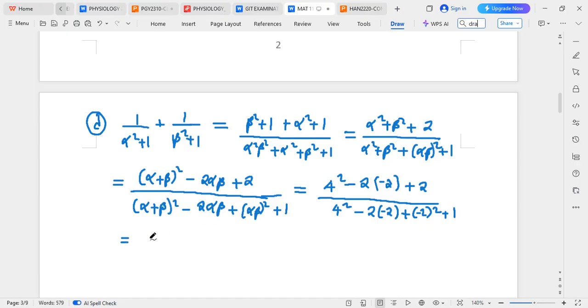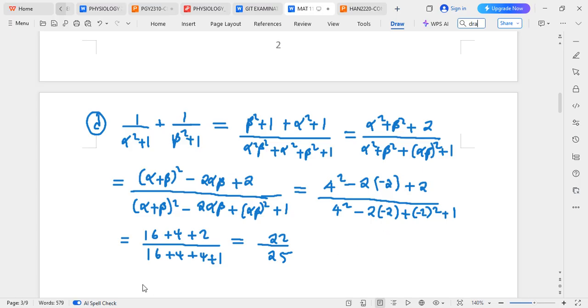So this gives us 4 squared is 16. Negative 2 times negative 2 is positive 4 plus 2. In the denominator, 4 squared is 16. That will be plus 4. Negative 2 squared is another 4 plus 1. So we have got 22 on top. Down we have got 25. So that is how that one goes.